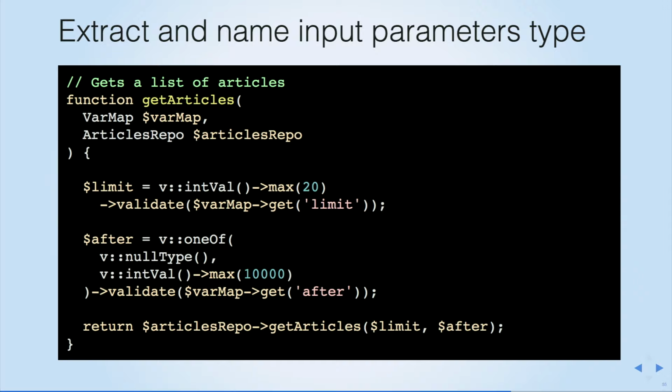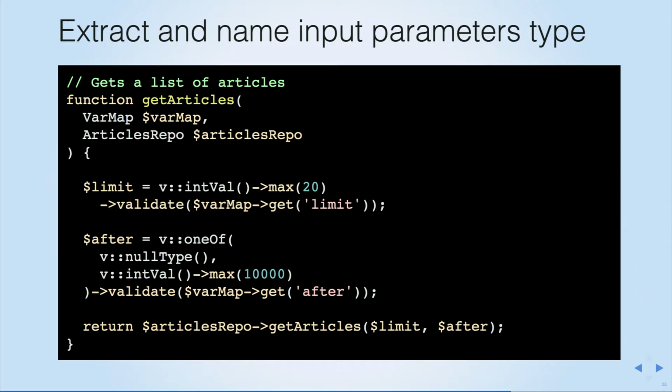Another piece of advice is to extract and name input parameter types wherever possible. This is code I see quite often in people's projects: they've got a controller that's doing get articles and they've got the validation rules directly in the controller. Although this code works, I find it hard to read, let alone reason about. So for example, I don't know if I change one of these values of 10,000, do I need to change it somewhere else? Or if I change what the validation rules are for this code, do I need to change those similar validation rules somewhere else?